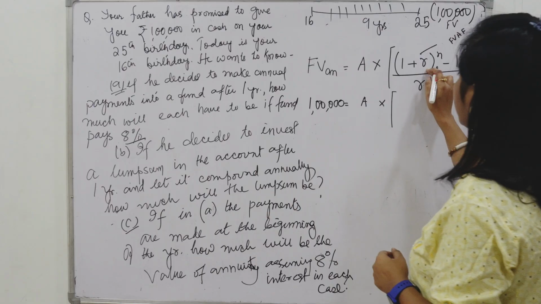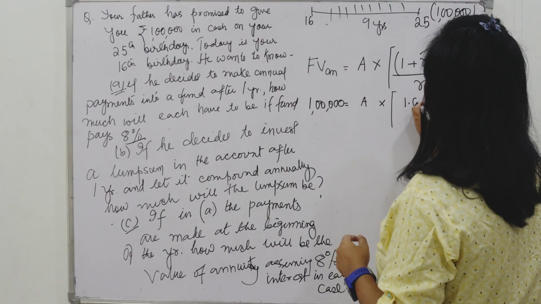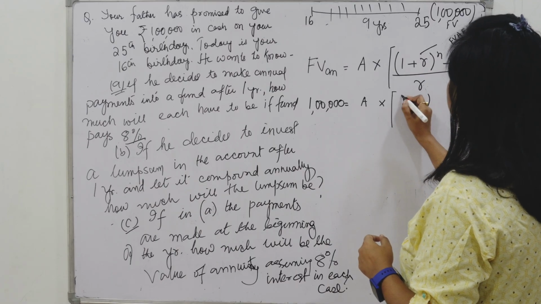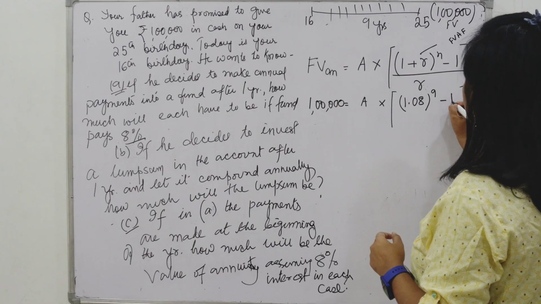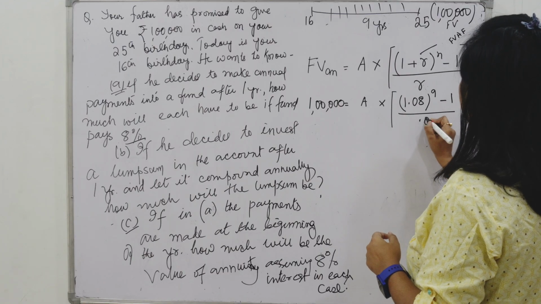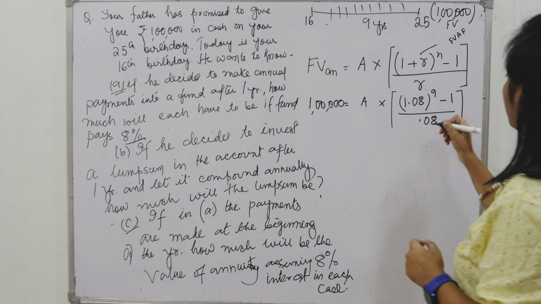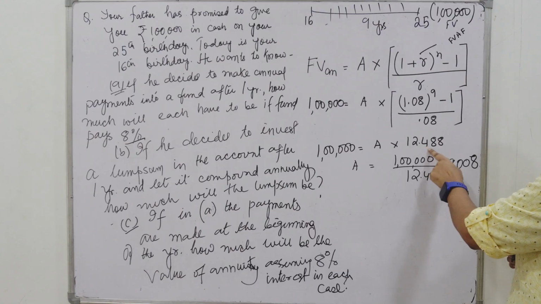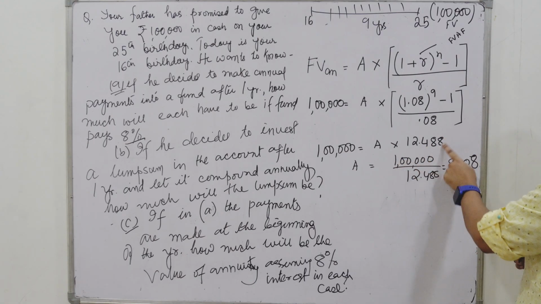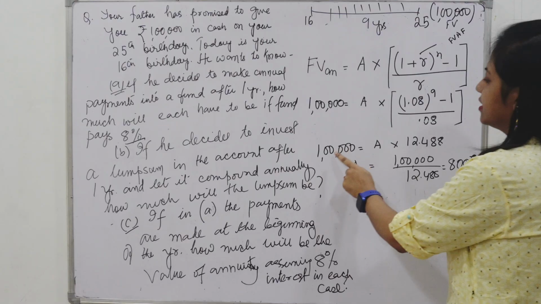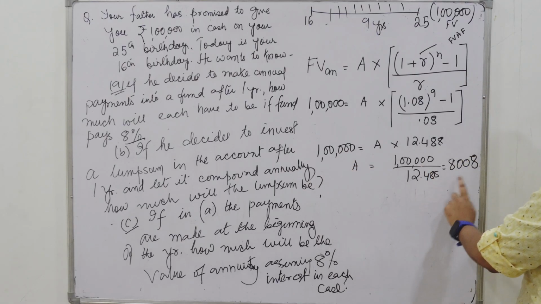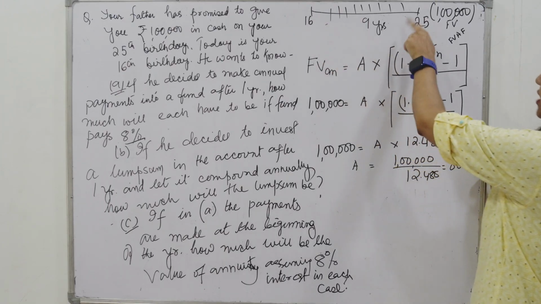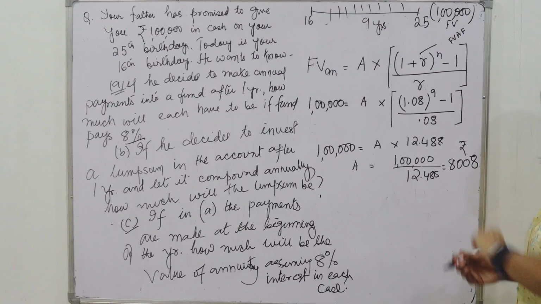It will be 1 plus r. R is 8%, so 1.08. 1 plus 0.08, okay, and this has to be raised to the power 9 minus 1 divided by 0.08. So let's find out how much it will be. So you can see this factor, if you find, you will get 12.488. So if you get it from the book also, this is the factor, and if you multiply this, you will get 1 lakh. So A is equal to this divided by this. So he has to deposit 8008 every year, so that after 9 years he can give you 1 lakh.